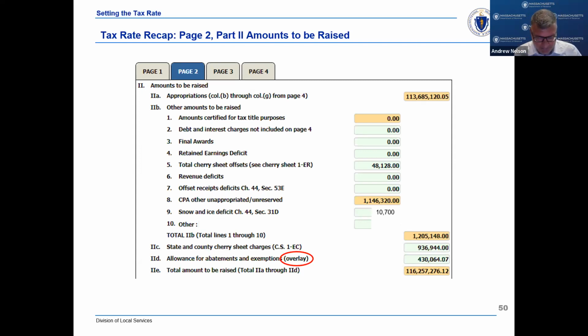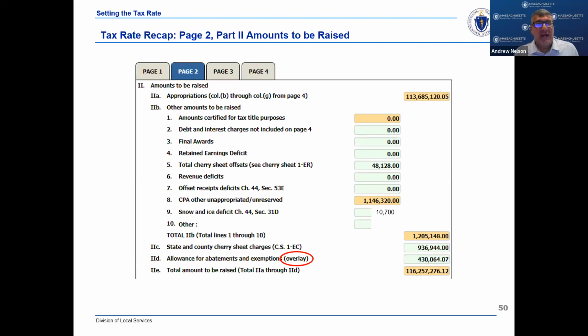Page 2 is broken up into 3 sections also. The top section is everything you're going to have the community spend during the year. The middle section is going to be everything you have available to fund those expenses. And then the bottom section, the third section, is going to be your tax levy. It's going to be the variance between those two. So this is part 2 of page 2.